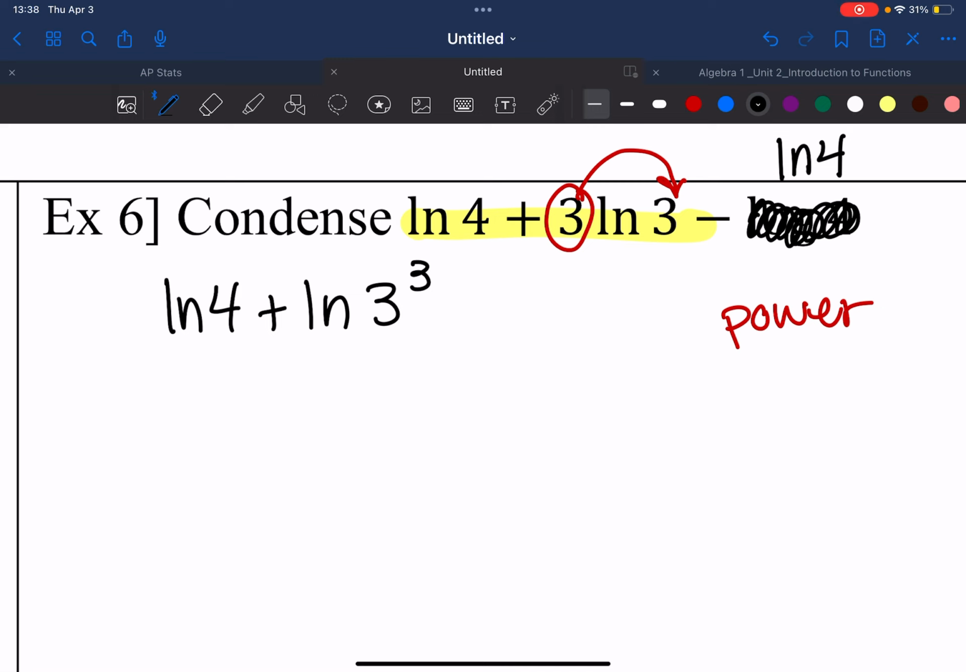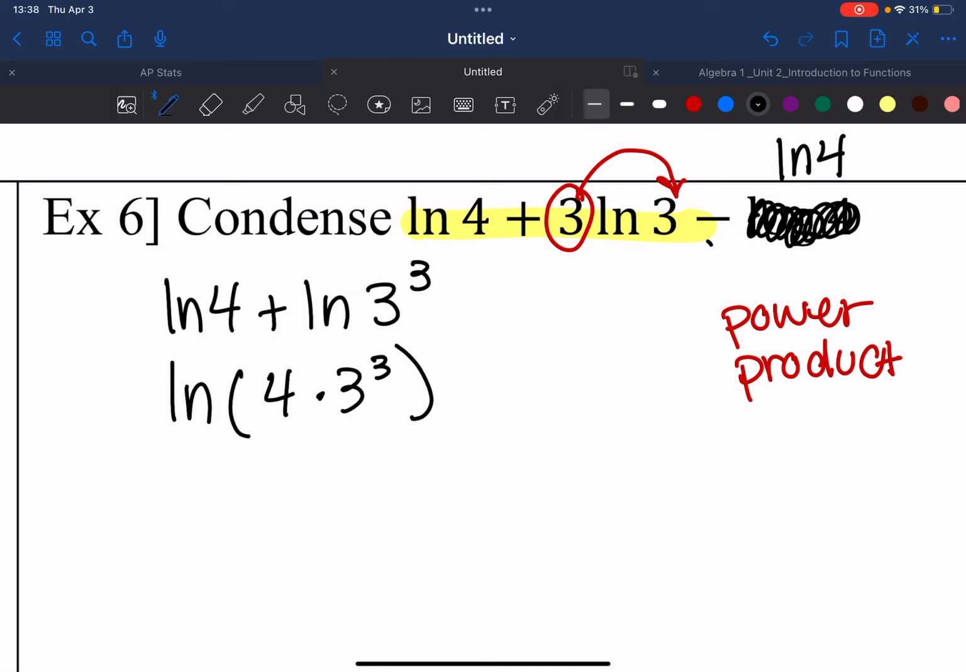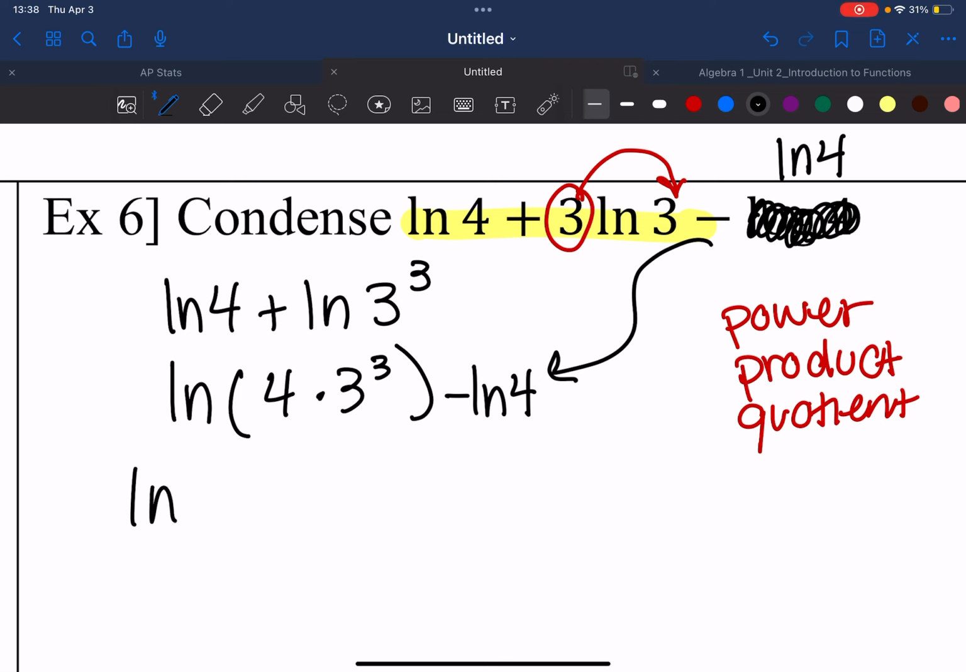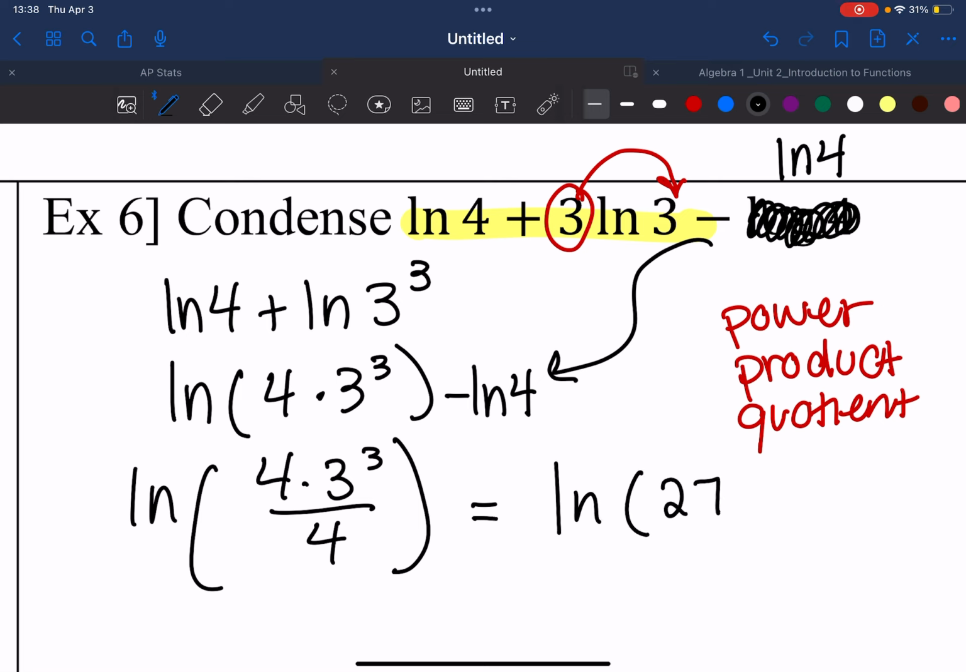And then since there is addition, I know because of the product property that I can turn this into multiplication. So this is natural log of 4 times 3 cubed. And then I'm going to bring down my minus natural log of 4. And since there's a subtraction sign there, I know I'm using the quotient property to turn this into division as natural log of 4 times 3 cubed divided by 4, which simplifies to the natural log of 27. That's my answer.